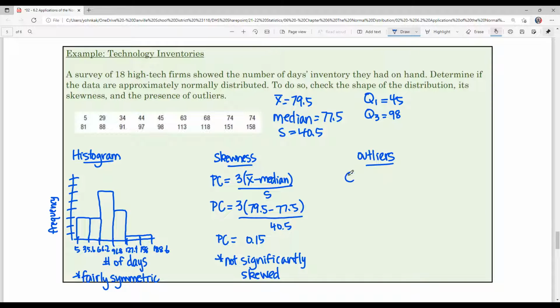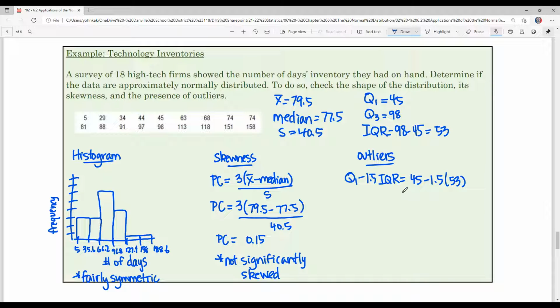So that means I need to do Q1 and subtract 1.5 times the IQR. Well, I need to find the IQR. I got Q1. I got Q3. The IQR is found by subtracting them. So if I subtract them, I get 53. So let's see. I take 45 and I subtract 1.5 times the IQR, which is 53.